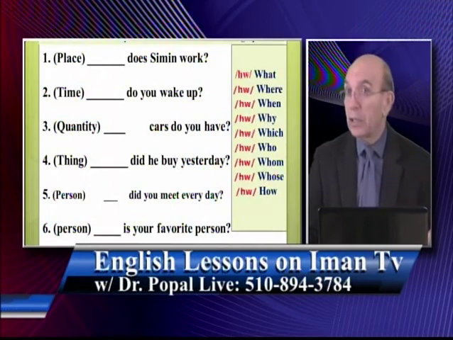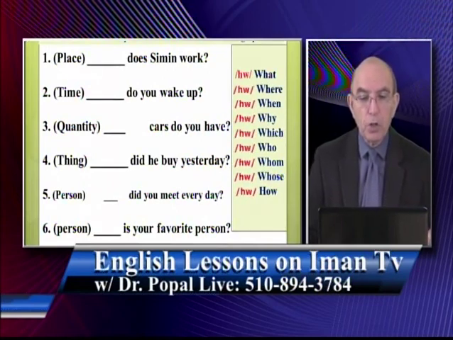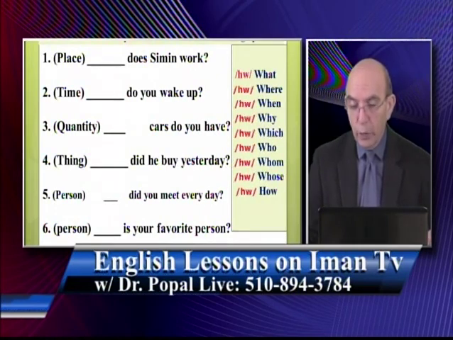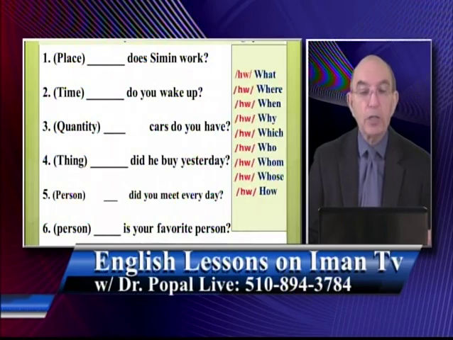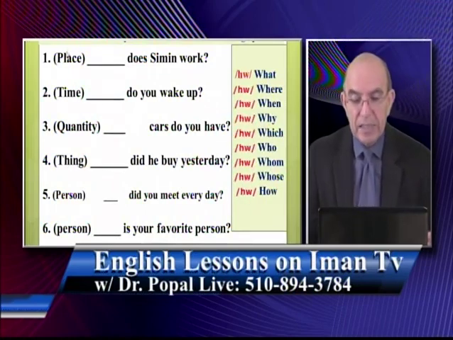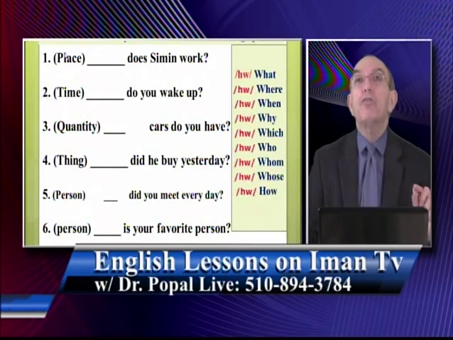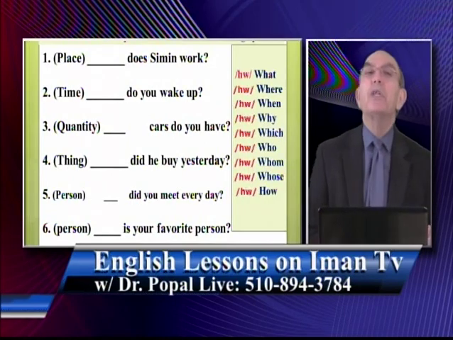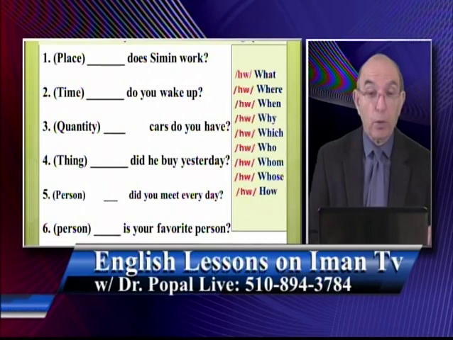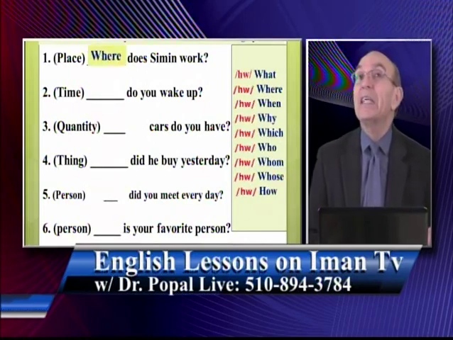Now, question number 1. Choose a WH word. So from these words, what, where, when, why, which, who, whom, whose, and how, and use it here. The first one, does Simin work? So you need to find the place. Which word is used for the place? The correct answer is where. Where does Simin work?